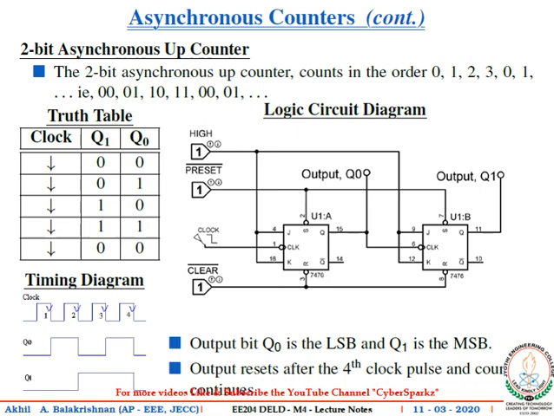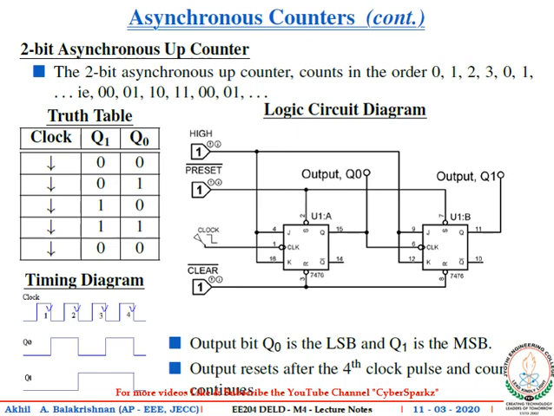Consider the example of a 2-bit asynchronous up counter. The 2-bit asynchronous up counter counts in the order 0, 1, 2, 3, etc., or in binary form 00, 01, 10, 11, etc. Which means after every 4 clock pulses, the counter will reset to its initial state and continue the counting operation. Usually, T flip-flops are used for asynchronous counters.